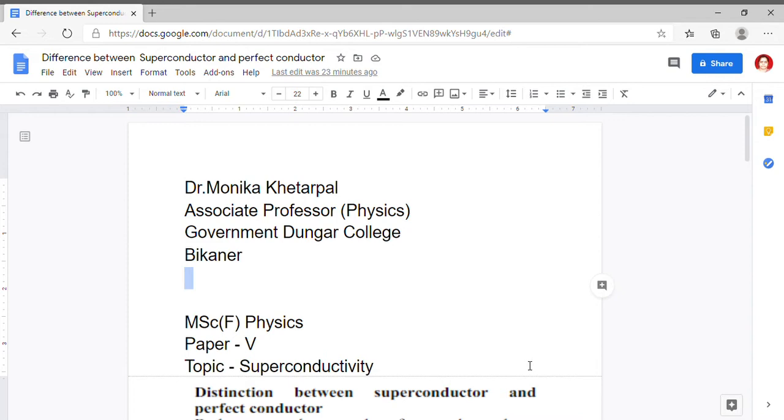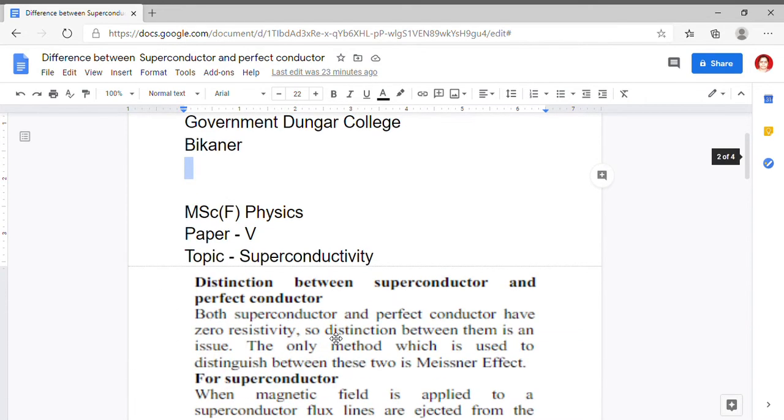In my lecture series of MSc Final Physics, I am dealing with fifth paper, that is Solid State Physics. We have discussed superconductivity in our previous lectures. Now, in my today's lecture, I am going to tell you about the difference between a superconductor and a perfect conductor.